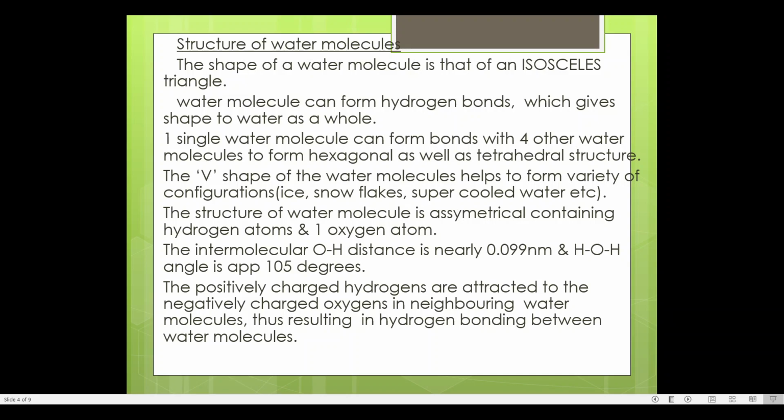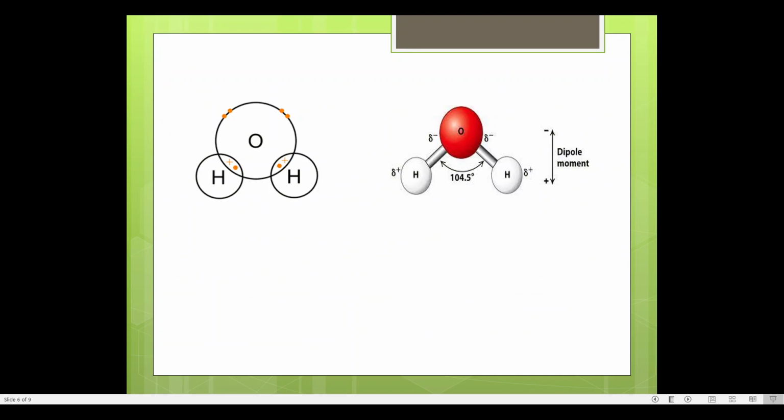Coming to the structure of water molecules. The shape of a water molecule is that of an isosceles triangle. So we all know the shape of an isosceles triangle. The structure of the water molecule also resembles the shape of an isosceles triangle. It can form hydrogen bonds which give shape to water as a whole. So let's see the structure of the water molecule. This is the basic structure of the water molecule: two hydrogens linked up with oxygen.